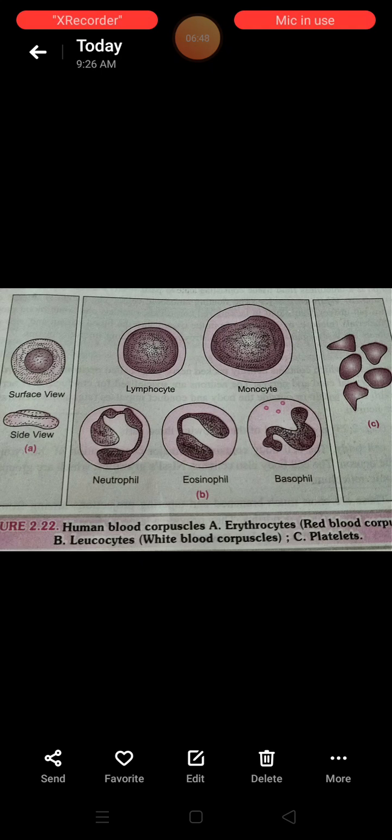First of all, they are divided into two parts, granulocytes and agranulocytes, and categorized as neutrophils, eosinophils, basophils, lymphocytes and monocytes. And next one is the platelets.